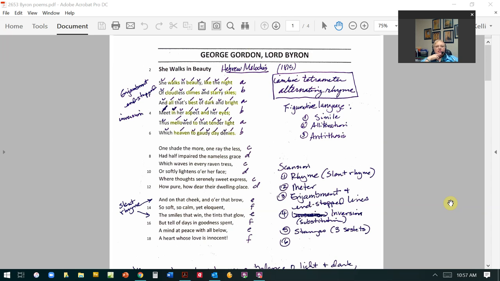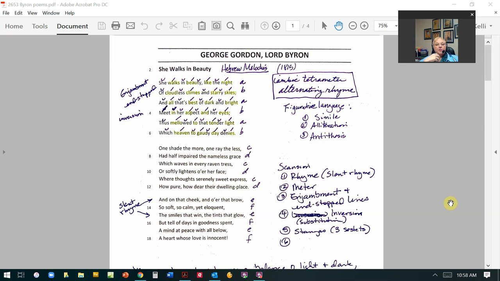This was written around 1815 and it was published in a collection called Hebrew Melodies. It is a lyric because again, it actually has been set to music many times. But you can see in terms of the scansion, it is an iambic tetrameter. So iambic, she walks in beauty like the night of cloudless climes and starry skies, right? So that's that iambic, that heartbeat. And then we have four of those iambic feet in each line, right? And it is very regular.